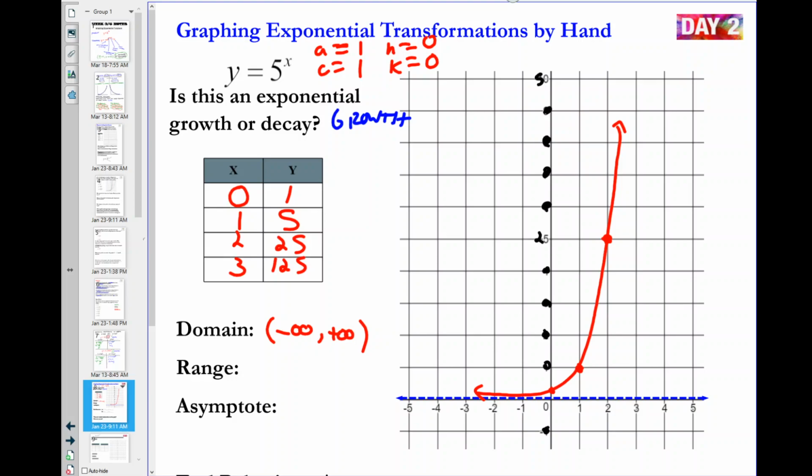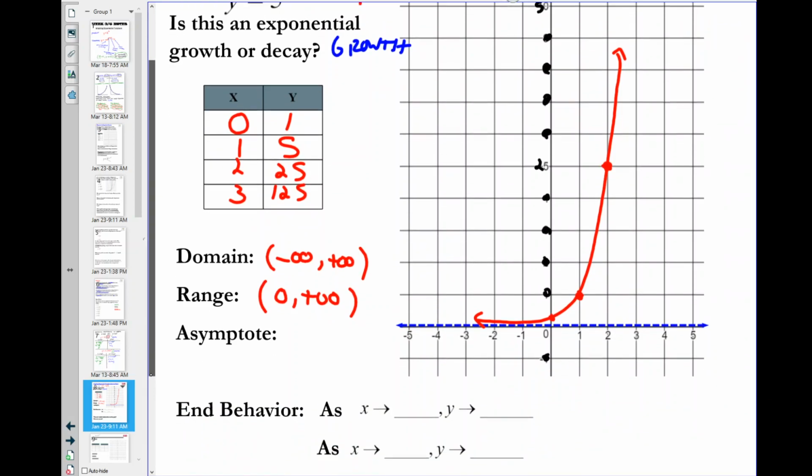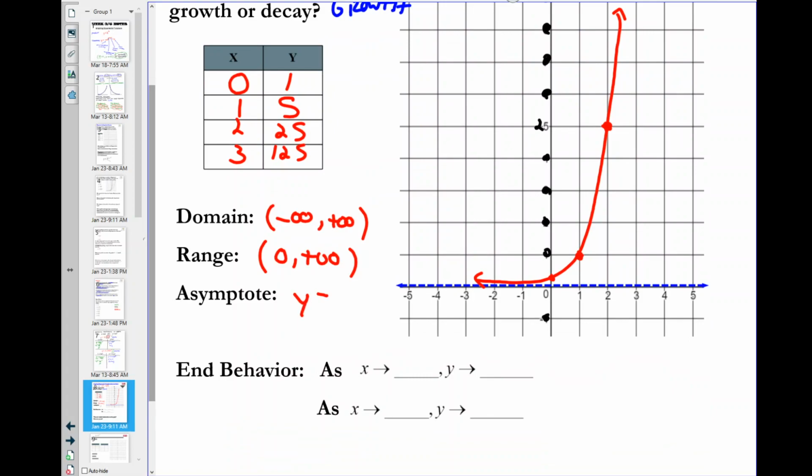What's the range? It depends on where you are relative to the asymptote. You're either going to be all above the asymptote or all below. Since in this case we're above, the low end is going to be the asymptote. We don't touch it, so it takes a parentheses. In radicals, you would touch that minimum or maximum, but here you don't. And this is at 0 to positive infinity. And where was that asymptote located? Since it's horizontal, you have to put y equals 0.